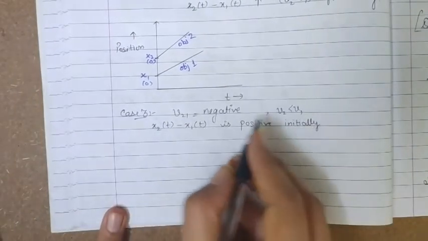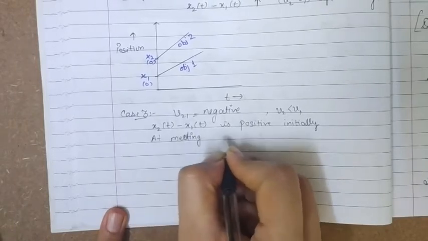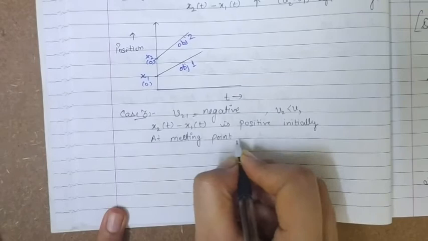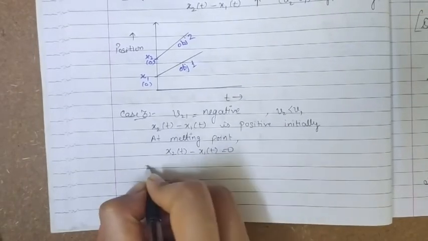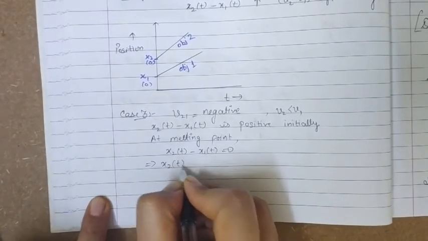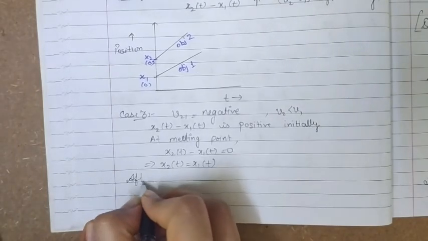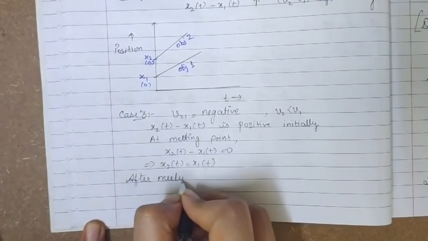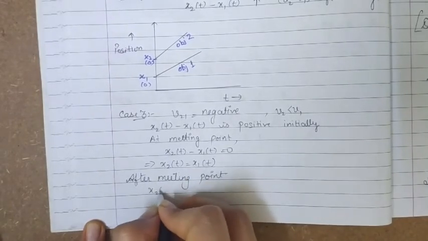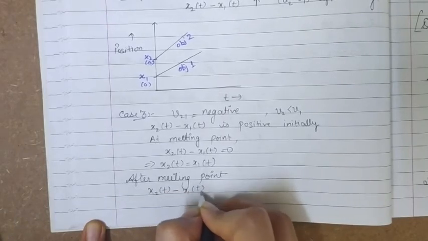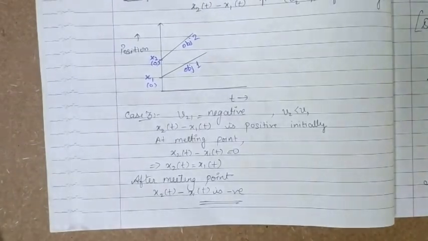So initially it is positive. At the meeting point this separation x2(t) minus x1(t) is 0, which means that x2 at t is equal to x1 at t, and we call it the meeting point. After the meeting point, x2(t) minus x1(t) is negative. So this is how the graph works. Let's see how we can make the graph.